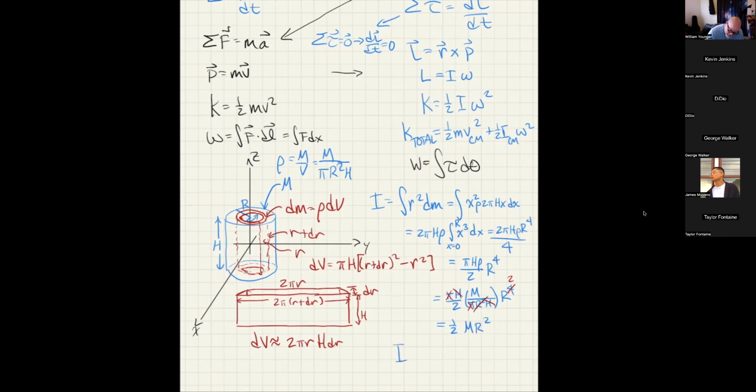So I of a cylinder is equal to 1/2 mr squared. And that doesn't matter if the cylinder is h units tall or if it's just a flat circular disc. So for instance, if you had this, the moment of inertia for this guy would also be 1/2 mr squared. Okay, again, assuming it's rotating about that z-axis.